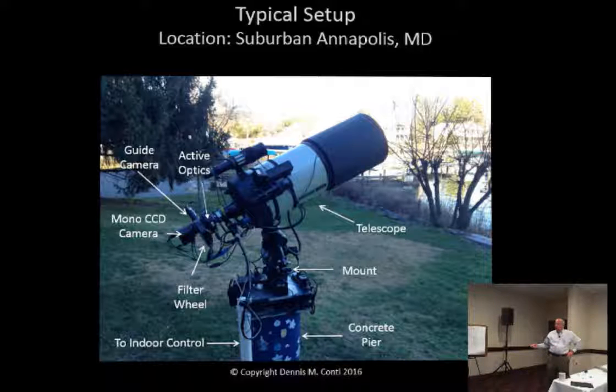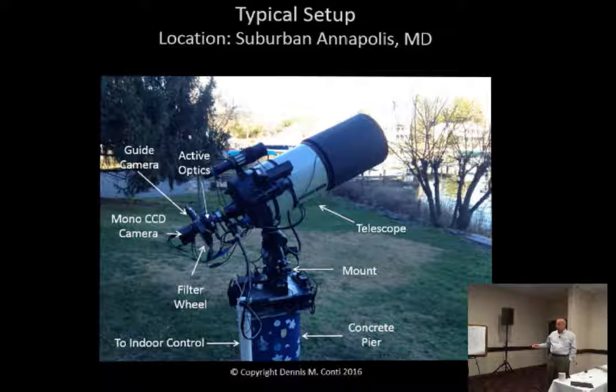The guide camera is a fairly sensitive camera. I've used some of the cameras used for planetary imaging. What I use is a Lodestar X2 camera, again, a Starlight Express product. So that's critical for exoplanet observing, to keep that target star on the same point of the detector.